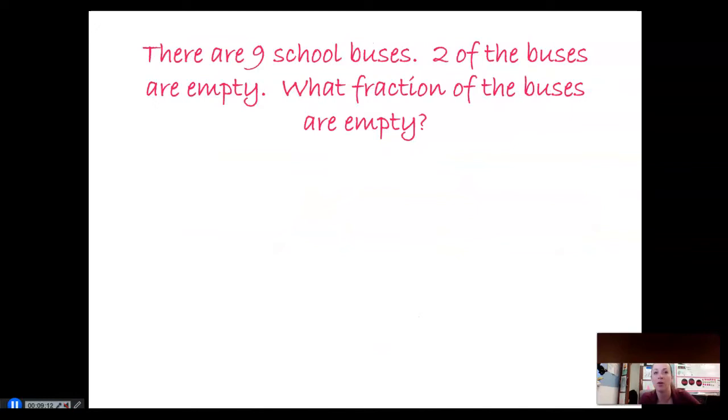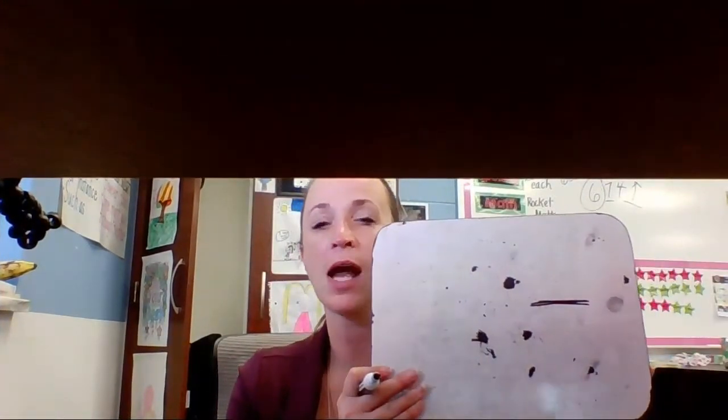All right, there are 9 school buses. 2 of the buses are empty. What fraction of the buses are empty? So notice it says, what fraction of the buses are empty? I have to write a fraction. So on your boards, you should have written a fraction line.